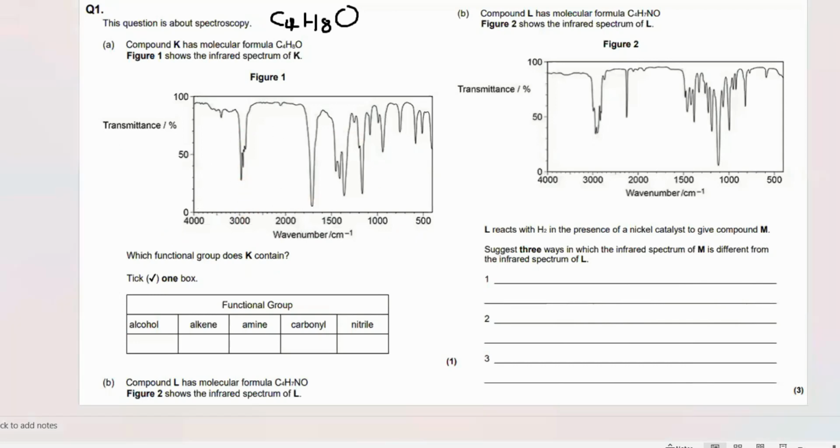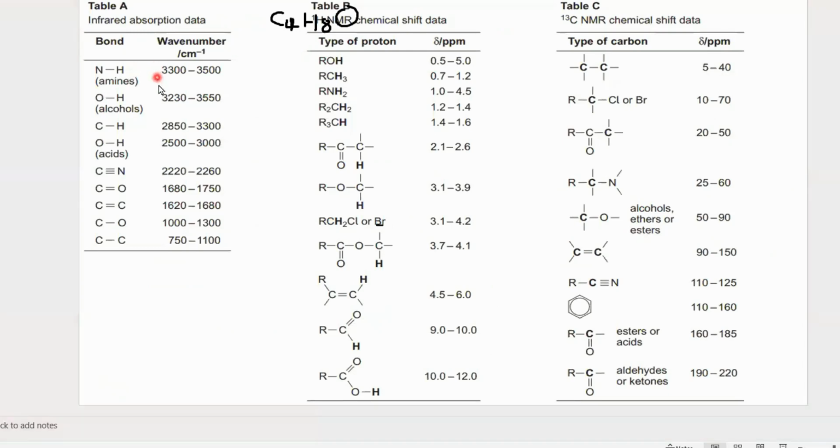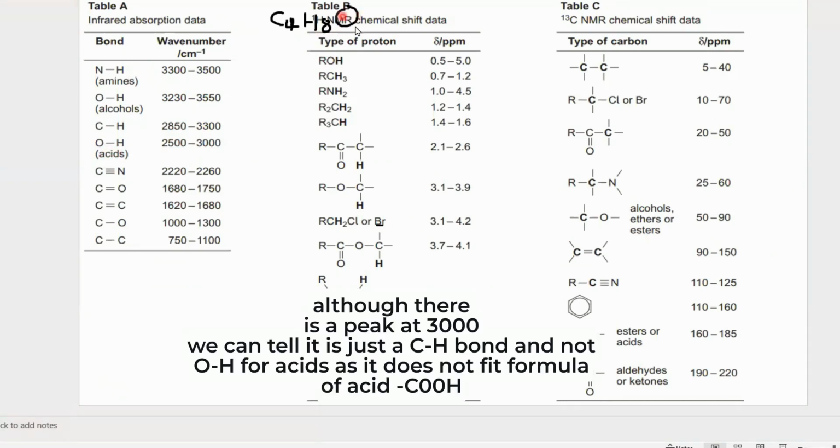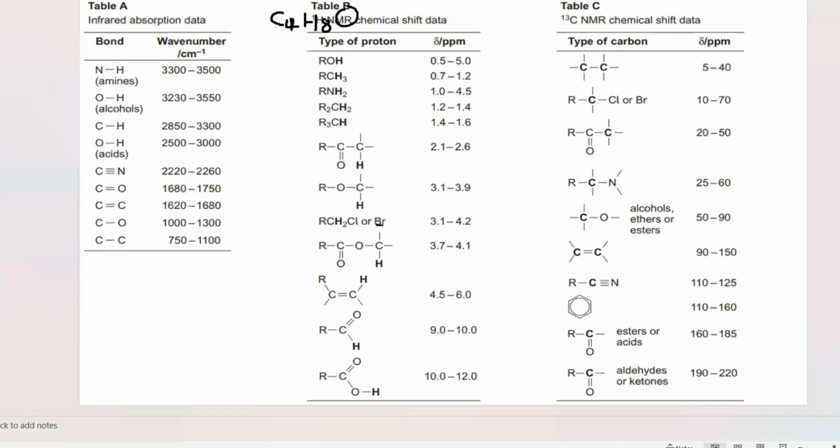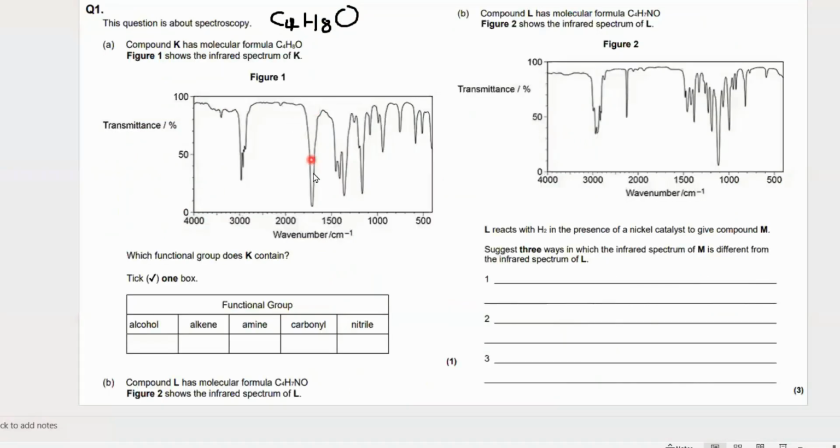Well, we can see there's a peak roughly at 3000. So let's check this out, see what this could be. Bearing in mind we've got the formula C4H8O, could it be a carboxylic acid? Well, no, because a carboxylic acid needs two oxygens for the COOH, so that's unlikely to be what it is. The 3000 is probably just for a C-H bond.